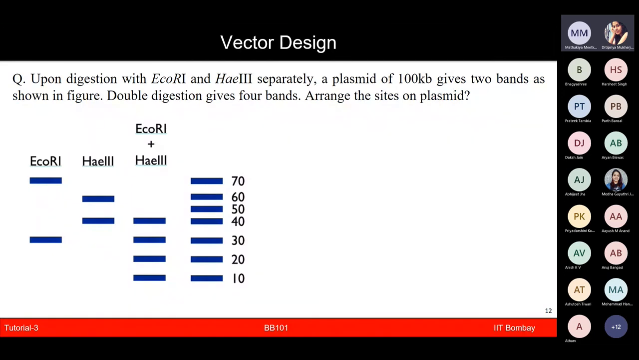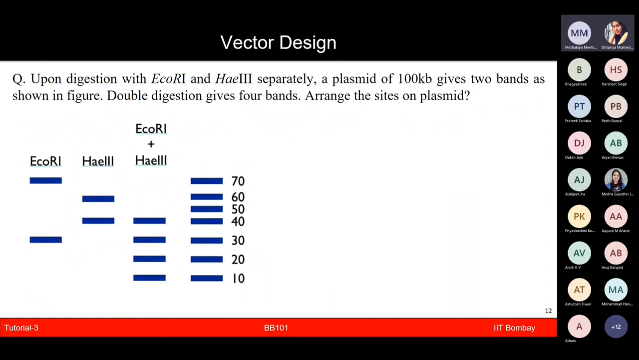So we have to imagine, these things are very, what can I say, interesting. As it's not mentioned that it is a linear plasmid, we have to assume that it is the general sort of circular plasmid. On that note, if EcoR1 alone produces 2 bands, that means it has 2 cut sites, and HEI3 also produces 2 bands, so it has 2 cut sites. So basically we have two cut sites each.